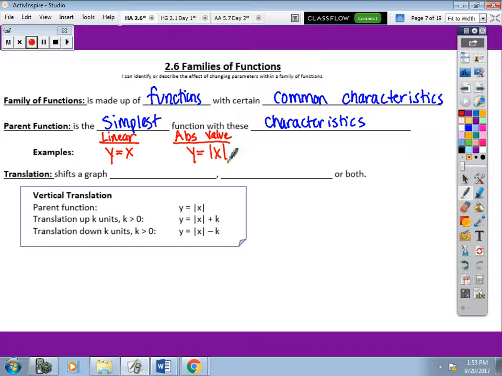Okay. Today we're going to take the parent function and we're going to do translations with it. So we're going to shift it left, right, up, and down just by looking at the equation and the rules.